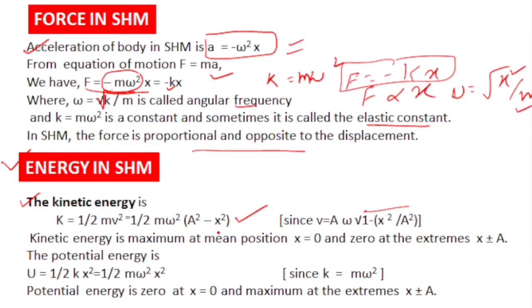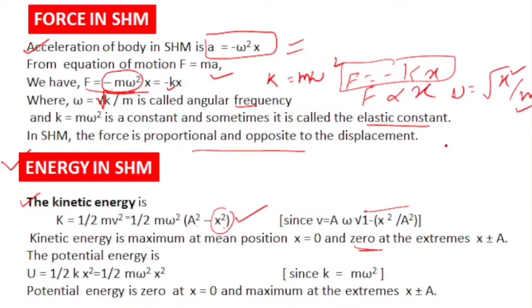And at mean position, x is 0. So at mean position, energy is maximum. How much? Half m omega square a square. And at extreme position, x is a. So a square minus a square is 0. So at extreme position, energy is 0.